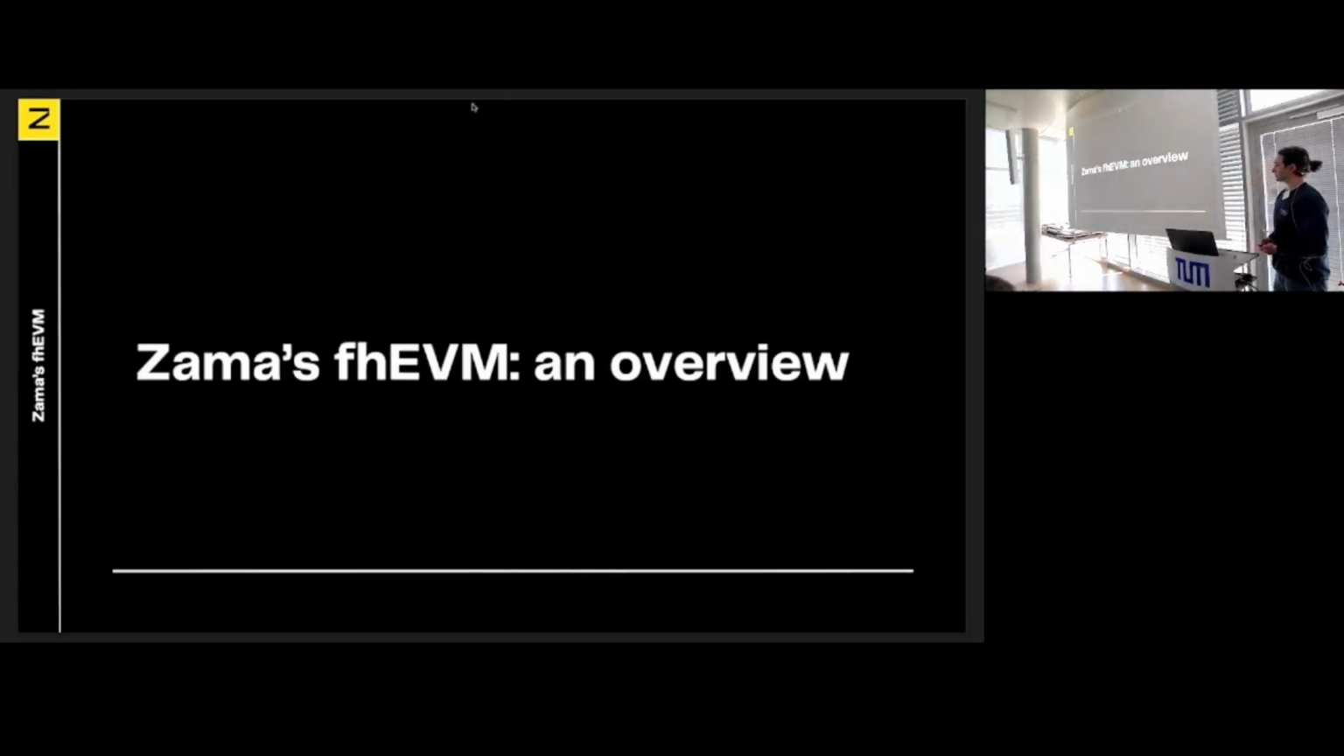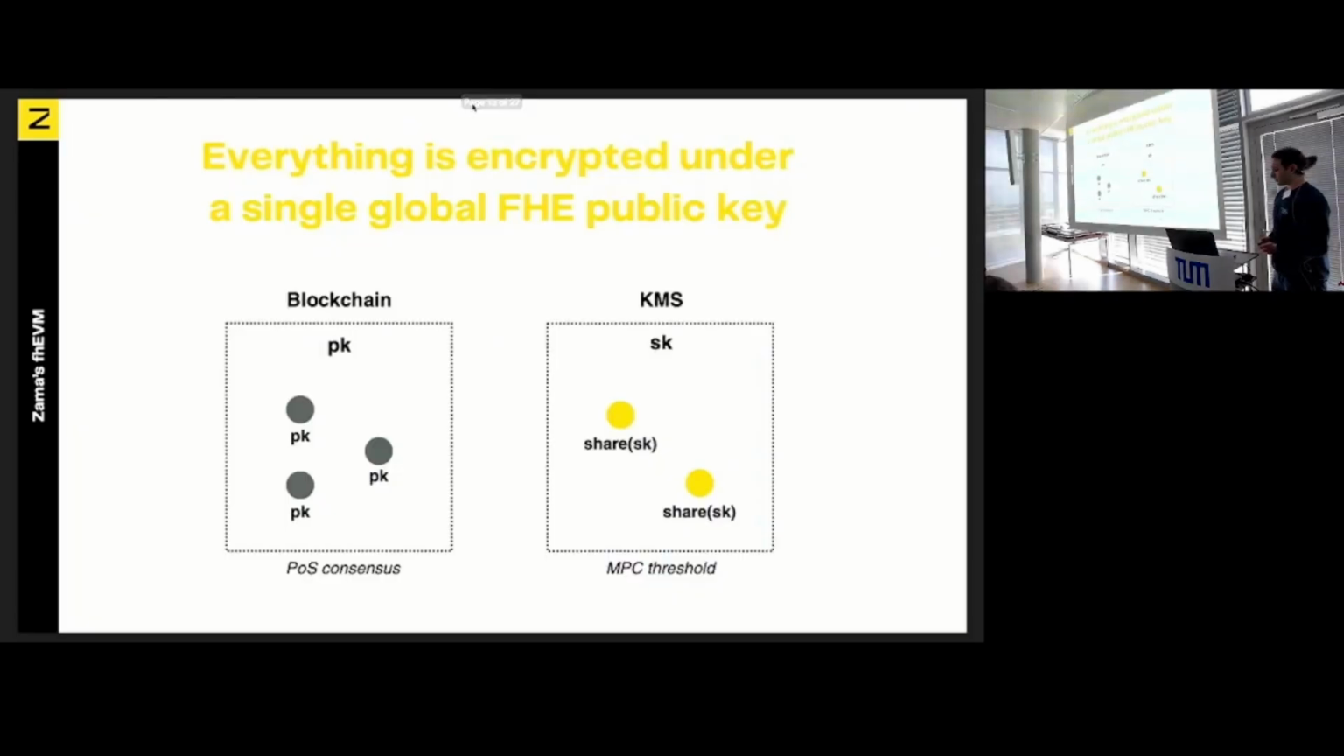So now, let's skim the surface of how the FHE VM works. In the following slides, the gray dots are going to denote validators, and yellow dots are going to denote what we're going to call KMS, or Key Management System, or also MPC, which stands for Multi-Party Computation. And I'm also going to call those threshold nodes. And these are three names for the same thing, essentially.